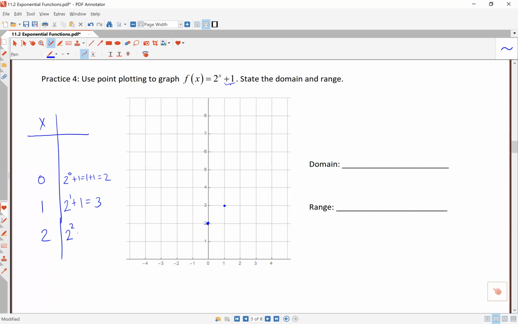Two squared is 4, plus 1 is 5. So there's where the steps are multiplying by 2. So we went up 1, up 2, up 4. 3 is going to be 2 cubed is 8, plus 1 is going to be 9.